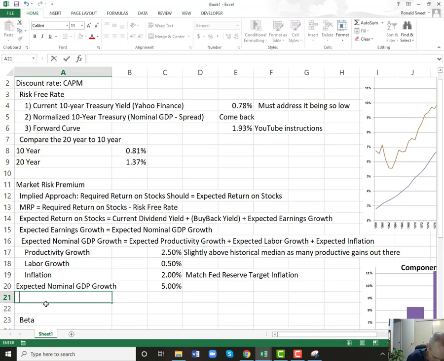Let's get the current dividend yield. And this is for the market. You lose a lot of points if you do this for your company. This is not for your company. This is for the market.